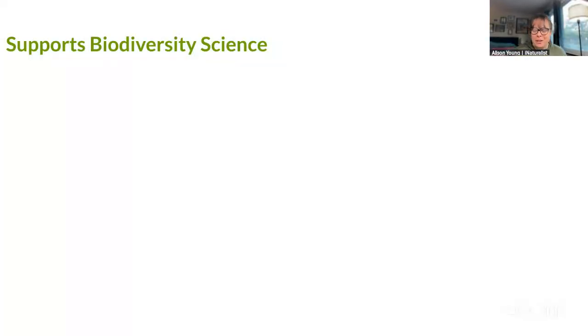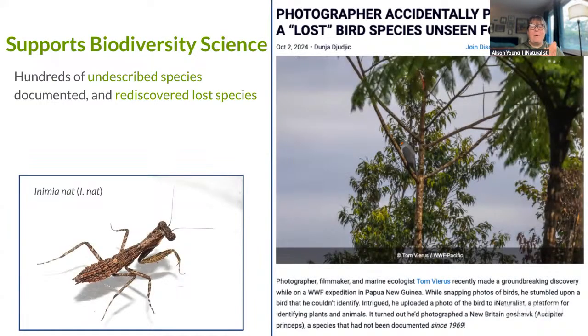iNaturalist also supports biodiversity science. One way that we support science is through individual observations that are important. So there have been hundreds of species that were not described by science found through iNaturalist. This little mantis on this slide, for example, this is from Australia. It was first documented on iNat, and it was not described.